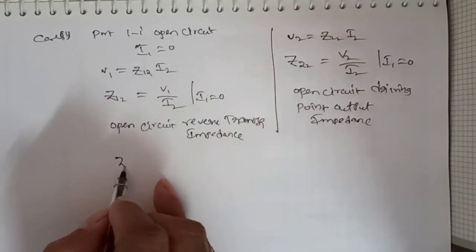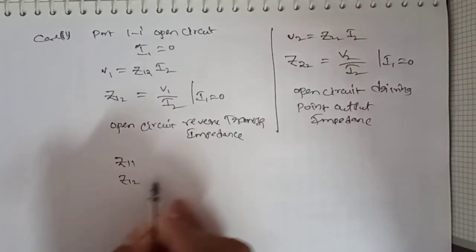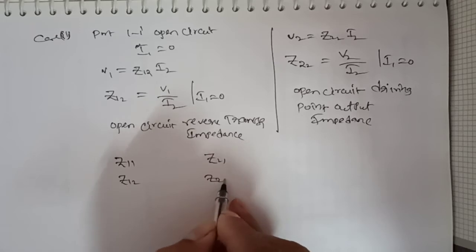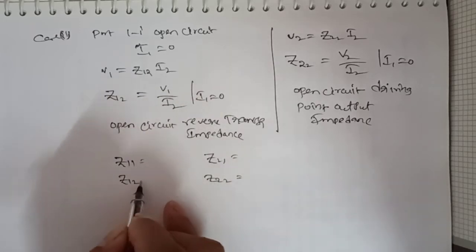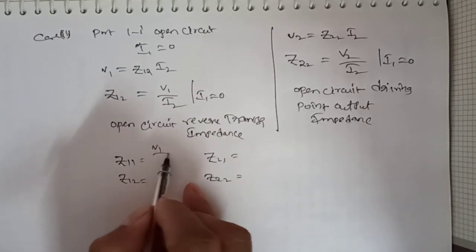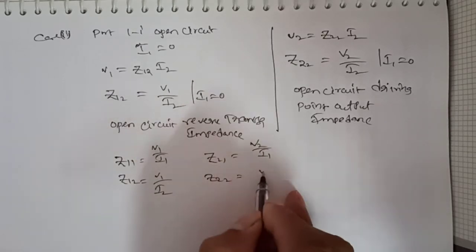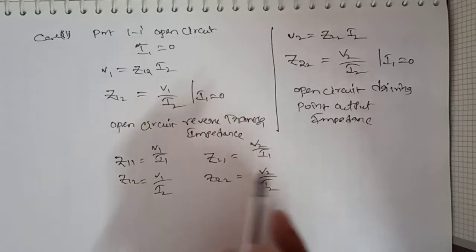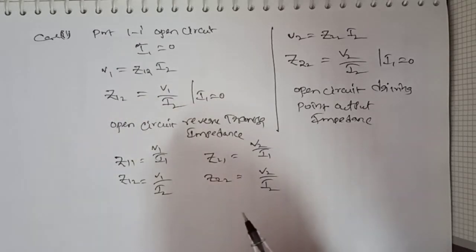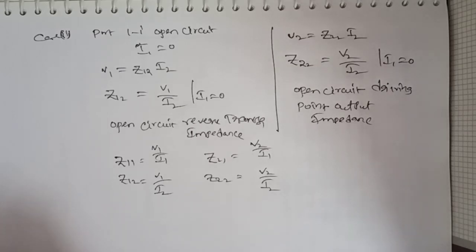So here we got the four parameters Z11, Z12, Z21, Z22. All of these parameters are ratios of V1 by I1, V1 by I2, V2 by I1, V2 by I2, voltage by current, obtained by making one of the ports open circuit. That's why they are called open circuit parameters or impedance parameters.